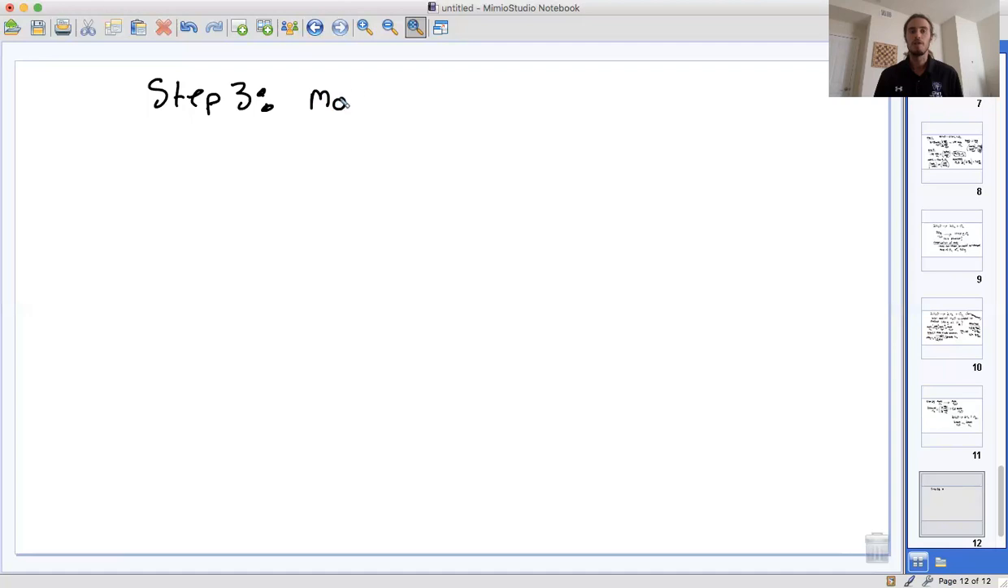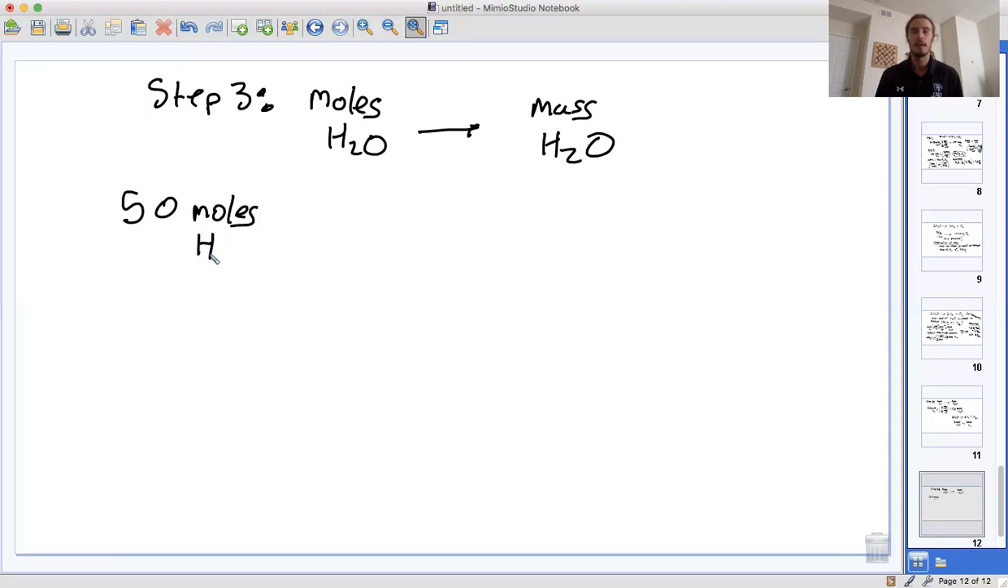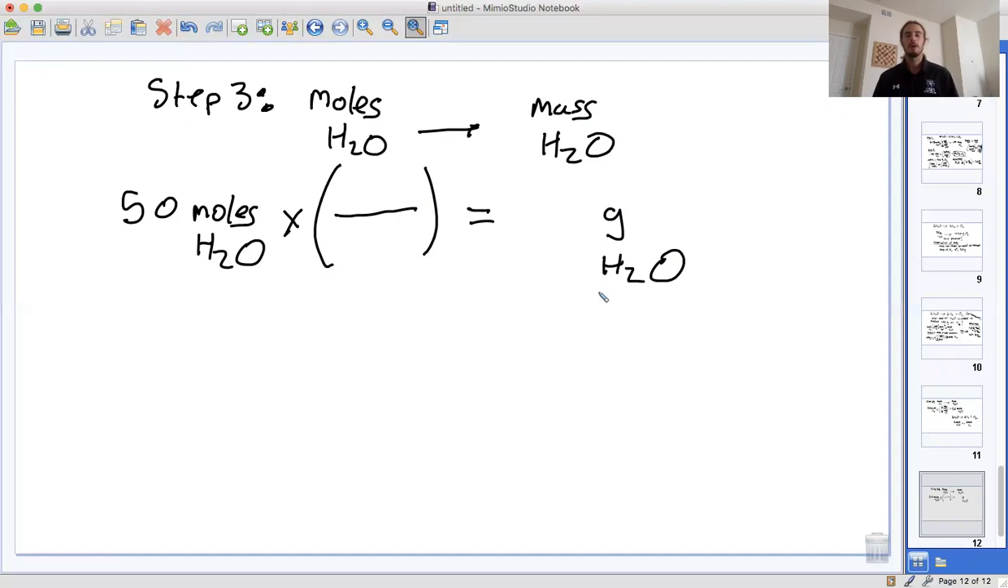Now you're going from moles of water to the mass of water, right? And so we've got 50 moles of H2O. We're going to multiply by a conversion factor, and we want to end up with grams of water.